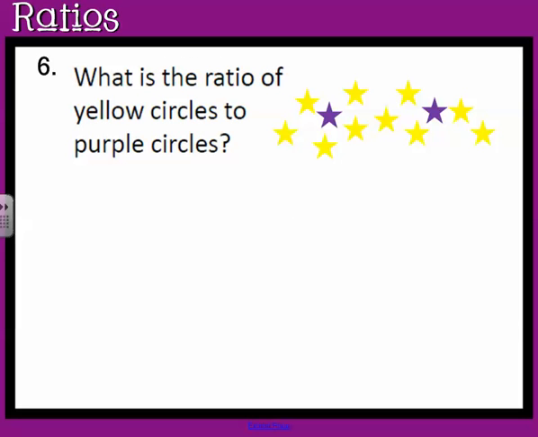In this example, the ratio of yellow, this is actually yellow stars, let's change that, to purple stars. Let's count the yellow ones first. Again, I have 10. So 10 yellow stars come first compared to 2 purple stars. I can rewrite that using the common factor of 2 as 5 to 1. I would write that as 5 over 1 as a fraction, or I could write it in words 5 to 1.